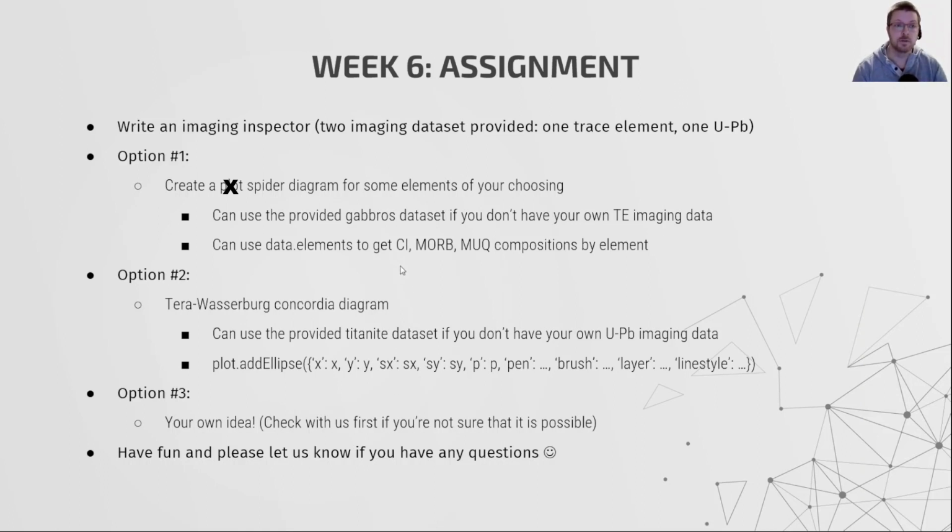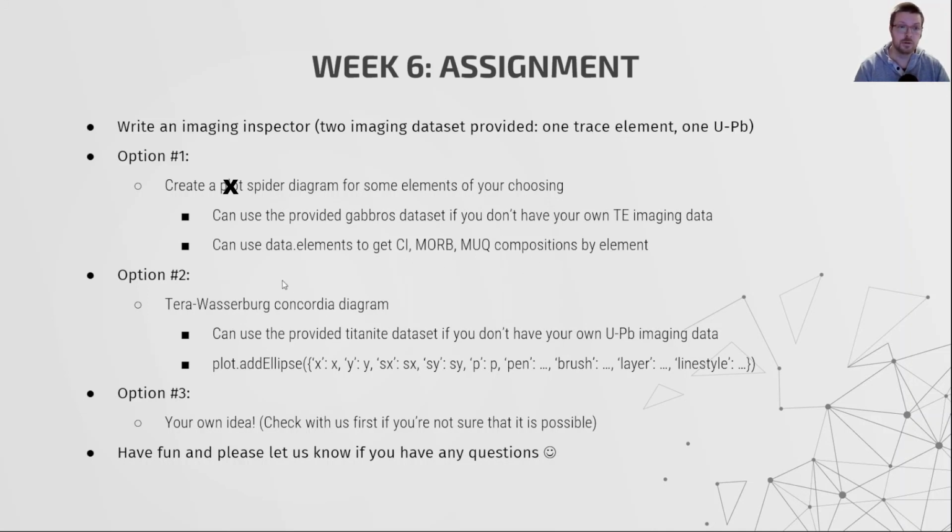So obviously the assignment is going to be to write your own imaging inspector. If you don't have your own imaging data, we have two example data sets that will be linked in the docs. So there's one that's a trace elements data set, it's the Gabbros map, and there's another one that has uranium lead data, and this is a map of a titanite. So option one is to create a plot spider, to create a spider diagram for some elements of your choosing. So these can be whatever you want. You can use the Gabbros dataset if you don't have your own, and you can use that data.elements dict if you want to get the different normalizing concentrations.